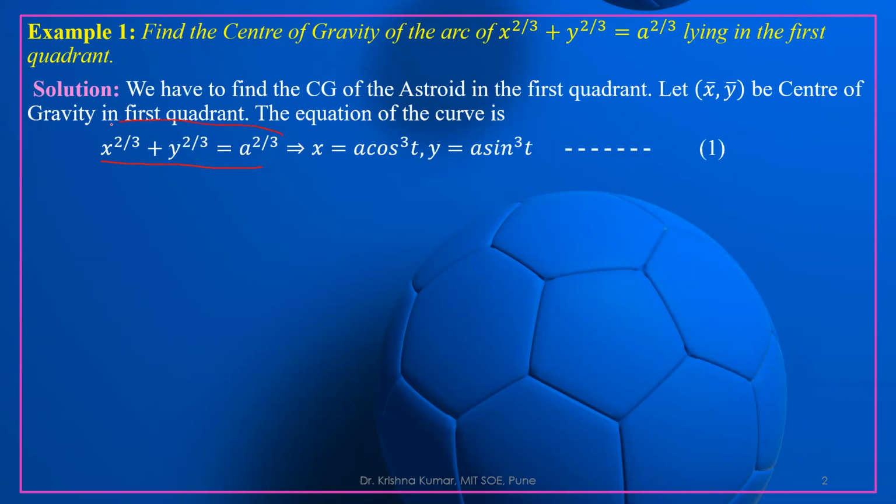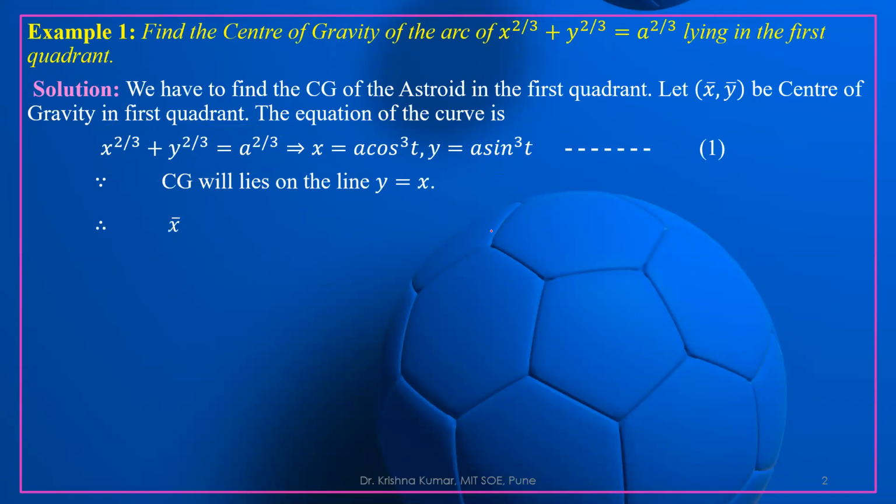We know that this is a Cartesian curve, so let us convert it into a parametric curve. So what is this? x is equal to a cos cube t, y is equal to a sin cube t. This is the parametric equation of the asteroid. So the CG will lie on the line y equal to x.